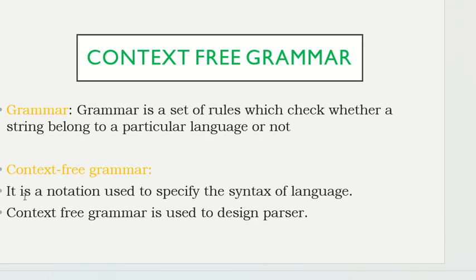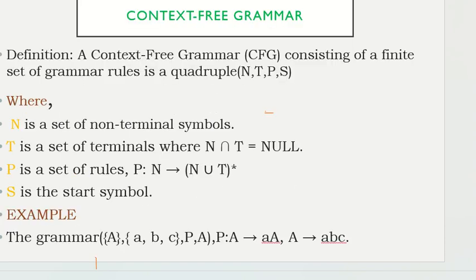Context-free grammar is a notation used to specify the sentences of a language. Context-free grammar is used to design a parser. Context-free grammar is a collection of four tuples. Context-free grammar is a set of rules that tells how to form a valid string in a language.